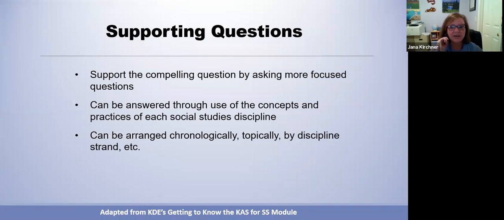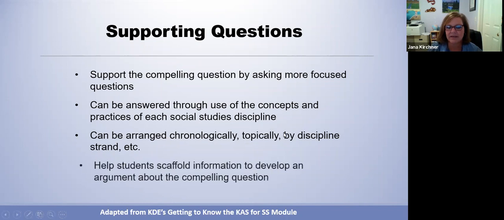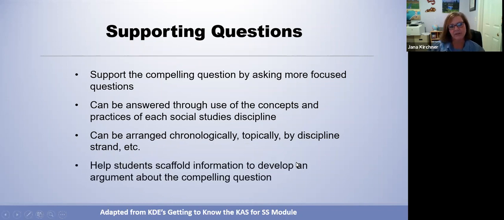They can be arranged chronologically or topically. Like I usually tell teachers on this part, how would you teach this unit? What makes sense to teach this to kids to help them understand it? Does it make sense to put it in chronological order if we're talking US history or world history? Or maybe geography, we're going to go topically. We're going to study different regions. So your supporting questions can be built in what I think is the logical way that you would teach that content for understanding. And they're absolutely a scaffold for information to help students build that argument at the end.